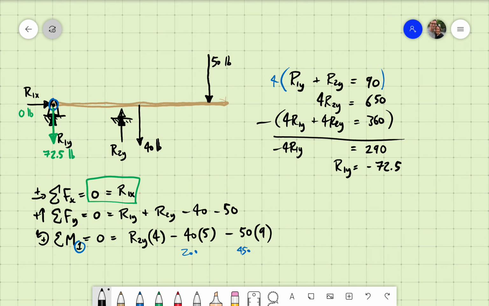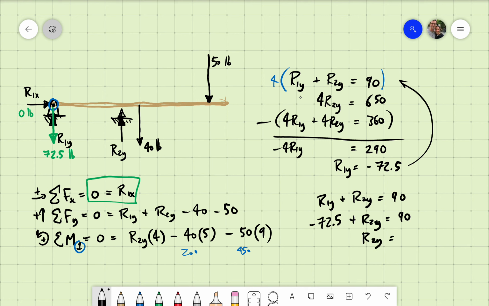And then again, I'm trying to get through this for time's sake. Let's finish all of these. R2y equals 90, subbing in the negative. Okay, so watch that negative. So we're actually going to add 72.5 to both sides, which is going to give us 162.5. It's positive, which means our assumed direction was good. And that is very significant.